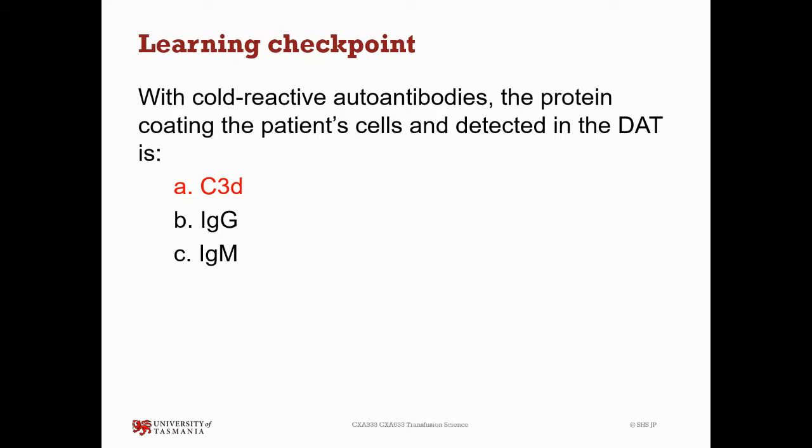The IgM has caused it, so the IgM has attached to the red cells, but then it drops off in the warmer plasma, and it's C3d that is left on the surface, and it's C3d that we actually detect.